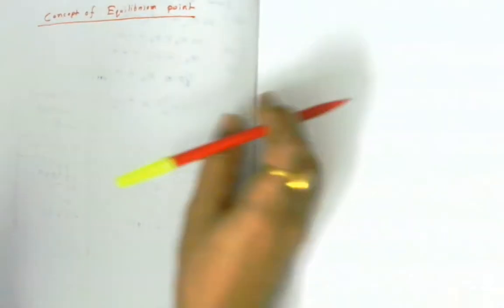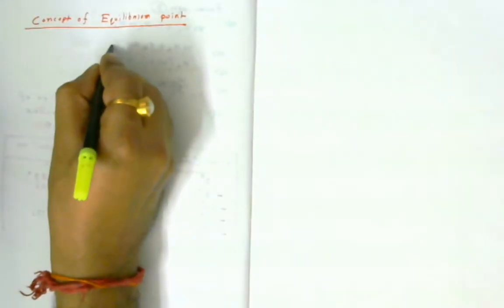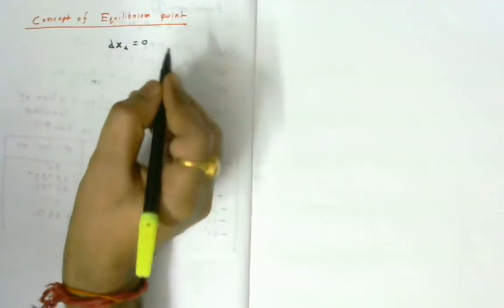So I can say mathematically that at the equilibrium point on the phase plane, the change of x2 and the change of x1 is not there, right? So what I mean is that at the equilibrium point there is no change of x2 and there is no change of x1, so dx2 is 0 and dx1 is also 0 at the equilibrium point.